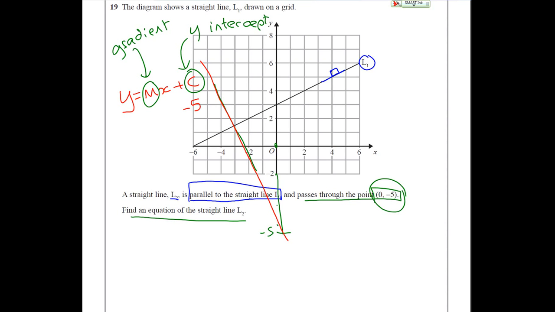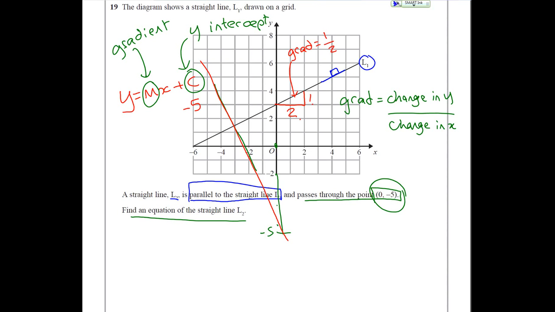Now you could think about this visually on the graph and think, well, this one goes 2 across and 1 up originally, and the gradient you get by doing the change in y over the change in x. Okay, remember to get this the right way around. So in this case, the change in y is 1, the change in x is 2. So the gradient here equals a half.